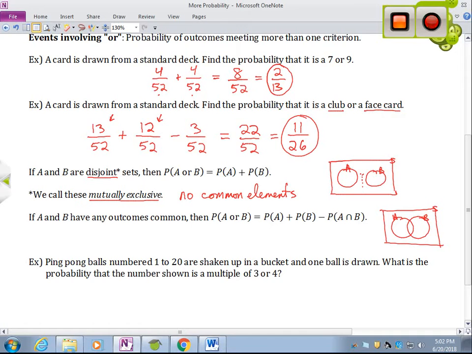And if they have any outcomes in common, whoops, missing a word there, let's add that, outcomes in common, then the probability that something will satisfy one or the other is the probability of A plus the probability of B, but then minus the probability of the overlap, which is the intersection. Remember, this symbol right here represents the intersection.